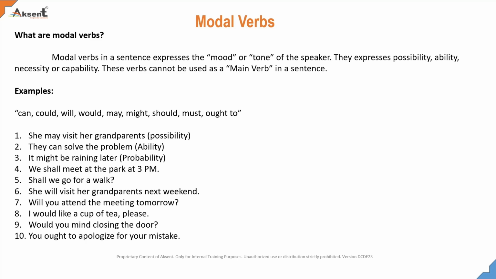So in all these statements, we have different modal verbs used in order to express the mood or tone of the speaker. So, would you mind closing the door? When we say that, we are asking very politefully. So that tone shows they are asking politely. I would like a cup of tea, please. Again, this conveys politeness. So how humbly we ask for something, all these modal verbs are used to express the humbleness or polite tone of the speaker.